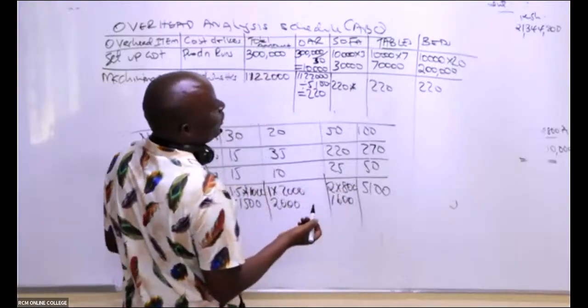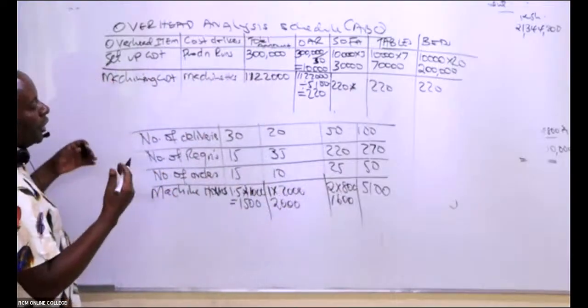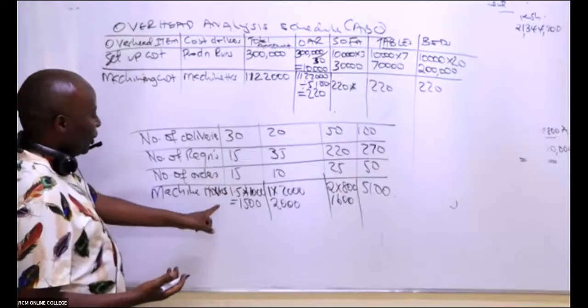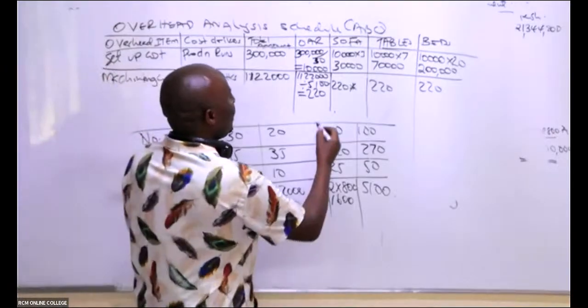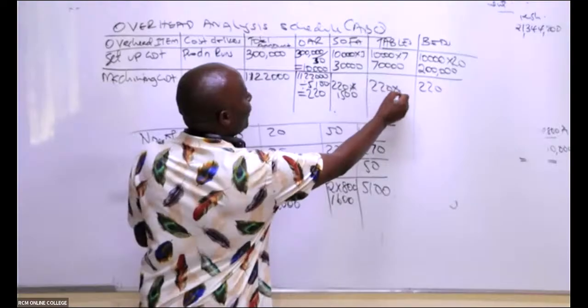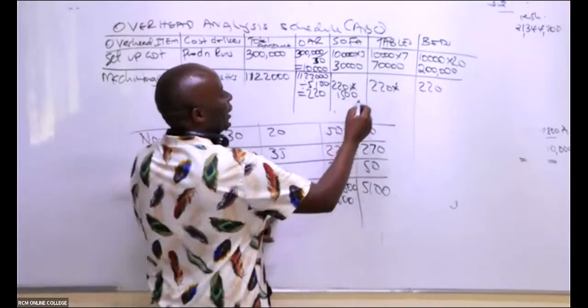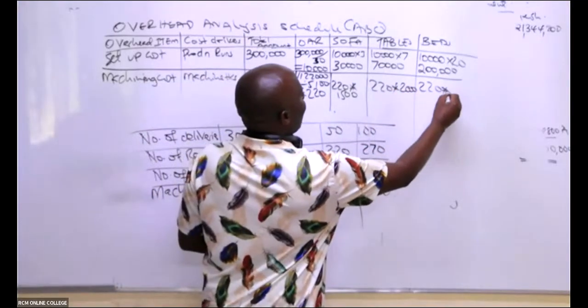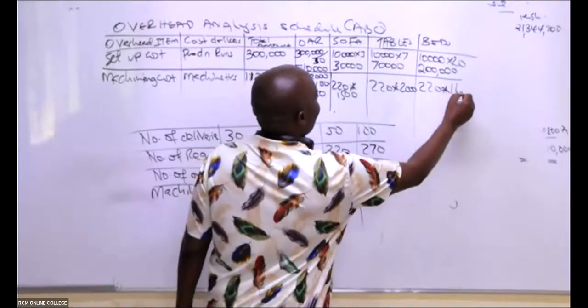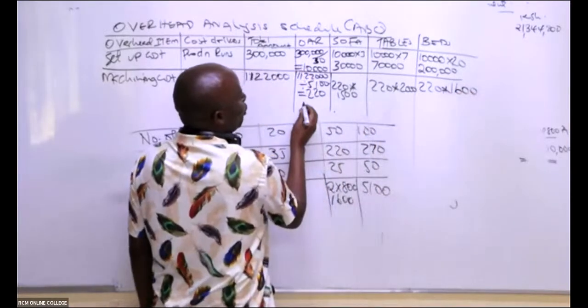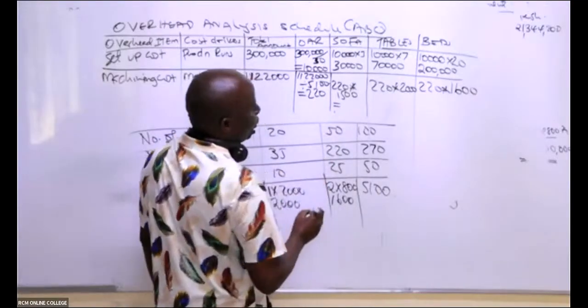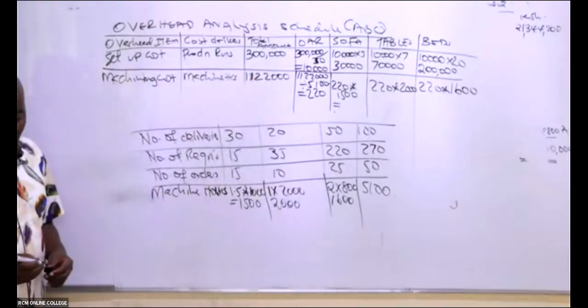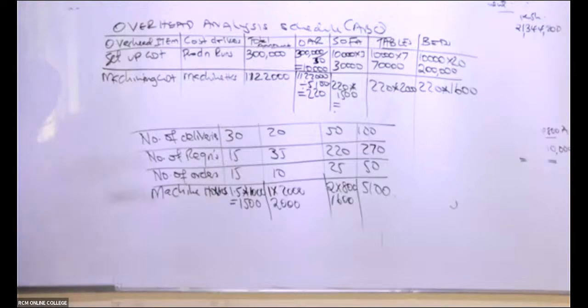So it will be 220 times the machine hours for each product. If it is sofa set, I have the machine hours for sofa set. They are 1,500. Times, in this case here, 2,000. Times 1,600. Like that. So then are you able to give me these values?